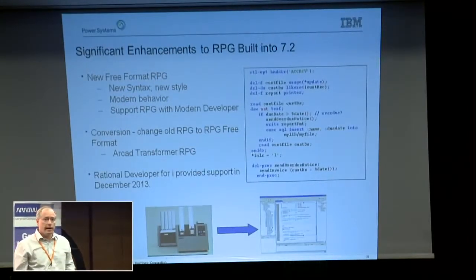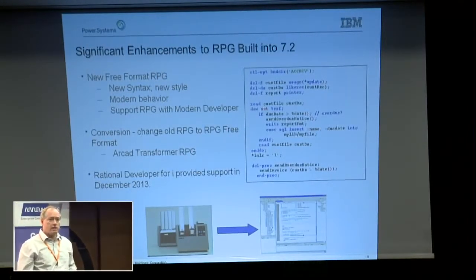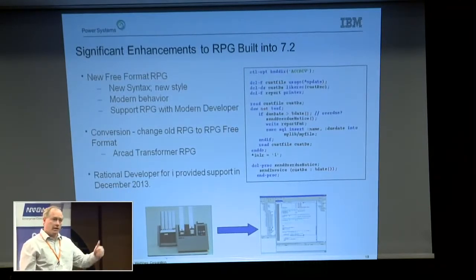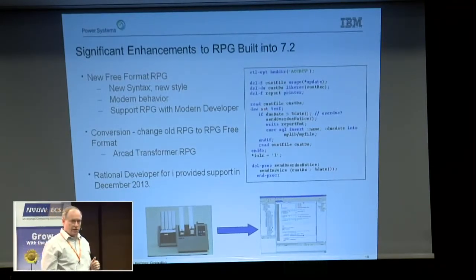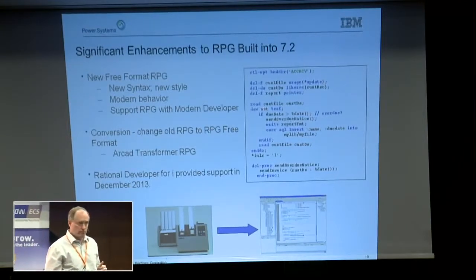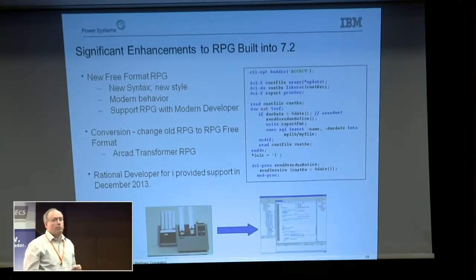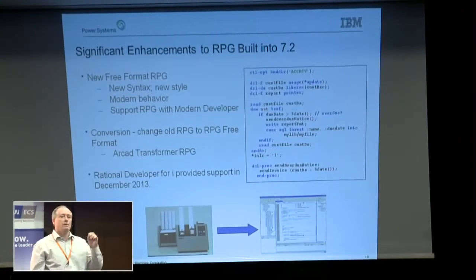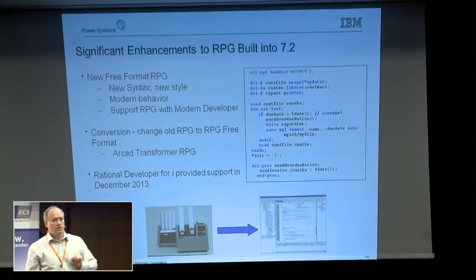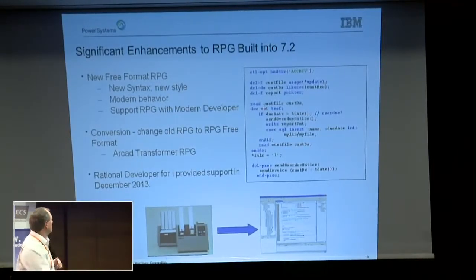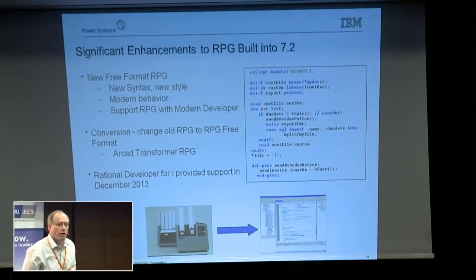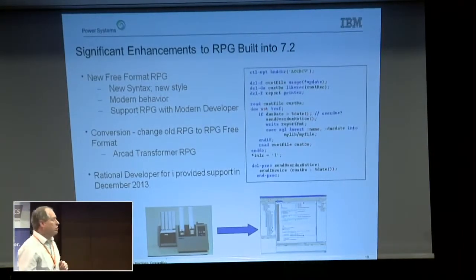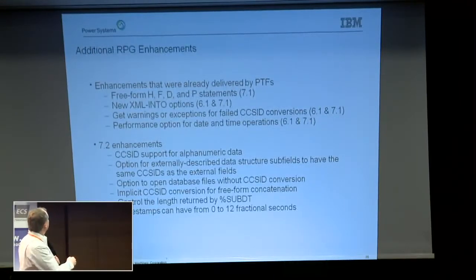RPG. In 7.2, the default is the new free form. We delivered that at the end of last year as part of 7.1. By the way, you do not need TR7, you need one PTF. It was announced as part of TR7. So you can get this today for 7.1, and you can write modern RPG using modern tools. We also added CCSID support, a bunch of stuff.